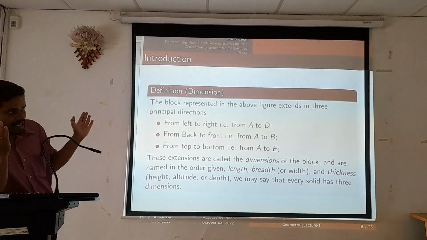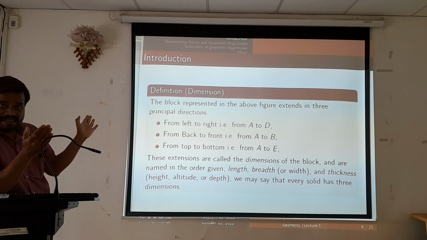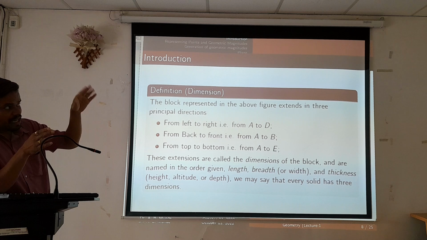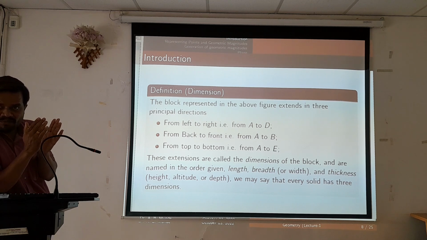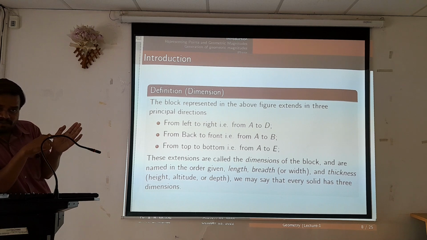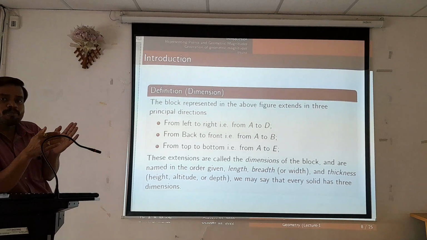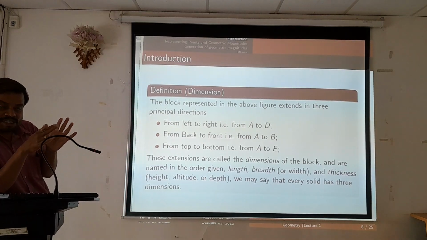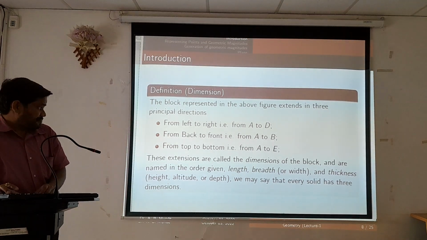And if three walls coincide, the top, left and right, then these three walls intersect at one point, and that point is measured from left to right or right to left, or front to back, or top to bottom. So these are the dimensions. How? Let us see here.